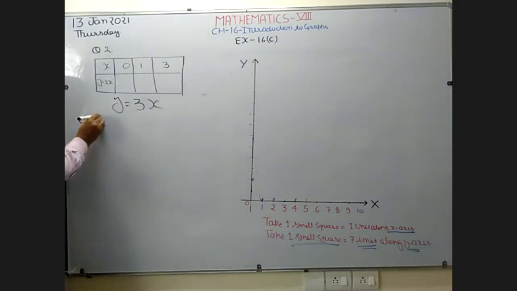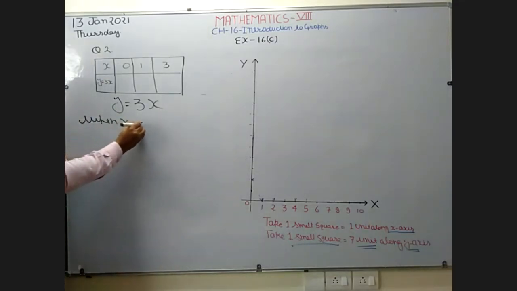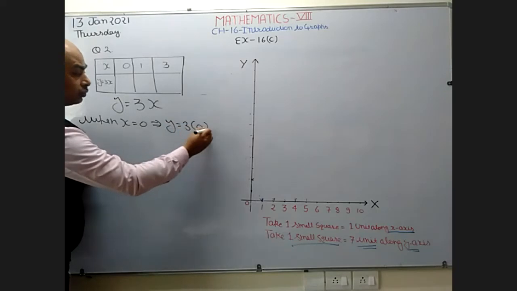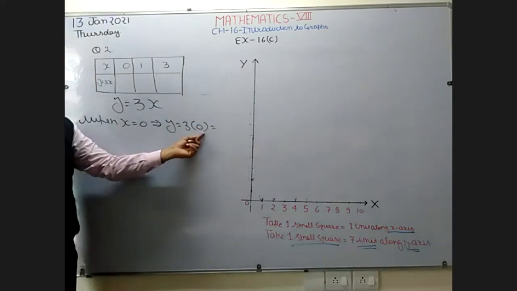See what I am going to write here. I write here when x equal to 0. I take x equal to 0 first. So this implies y equal to 3 into 0. Now 3 into 0, you know, is 0.